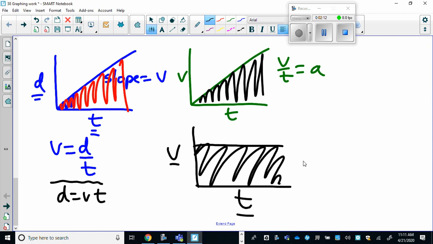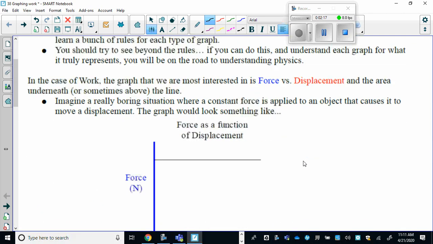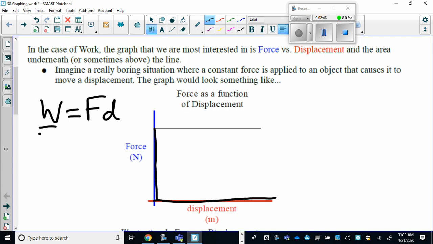Now let's go back up to work and see, how does this apply to the concept of work? In this case, we're going to graph the force versus the displacement. And the question is, does the slope of the line give us anything? Does the area under the curve give us anything? And the formula that we learned in the last lesson was work equals force times distance. So you can clearly see, if we're multiplying the force here times the displacement here, we're going to get work.